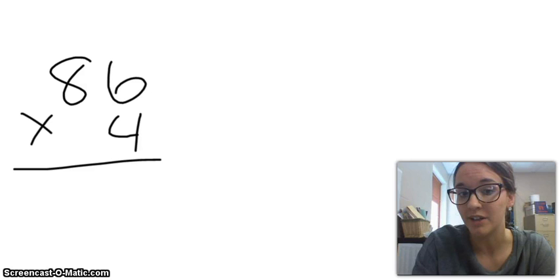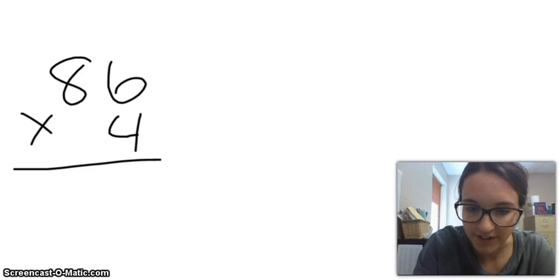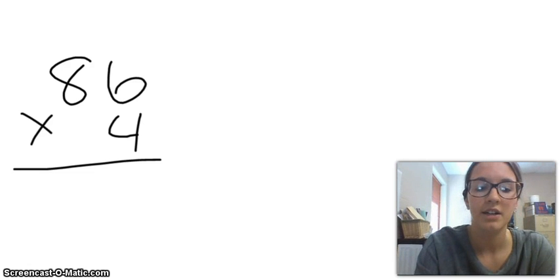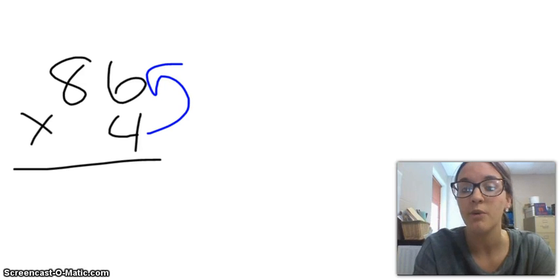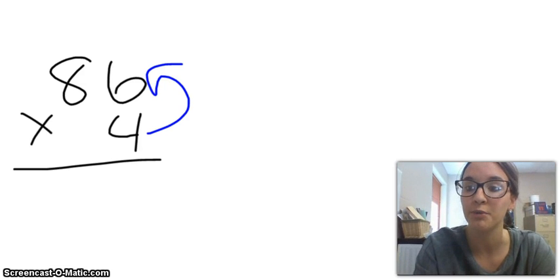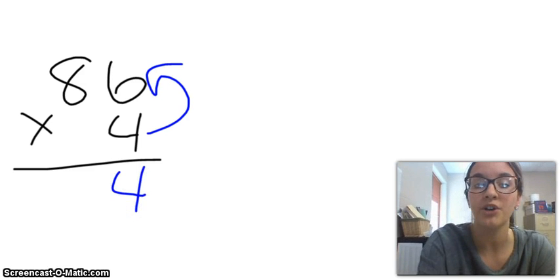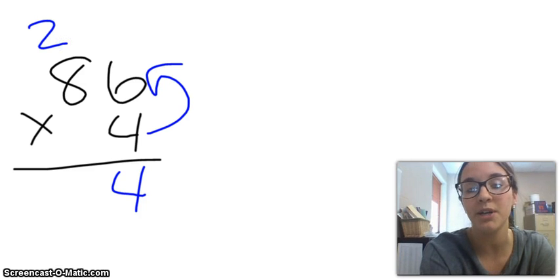Now I'm going to start in the ones. So let's use a different color now. How about blue. So let's start with the ones. We have 6 times 4. Well, I know that if I had 4 rows of 6, that would be 24. And in 24, there are 4 ones and there are 2 tens. I'm going to carry my 2 tens to the tens column.